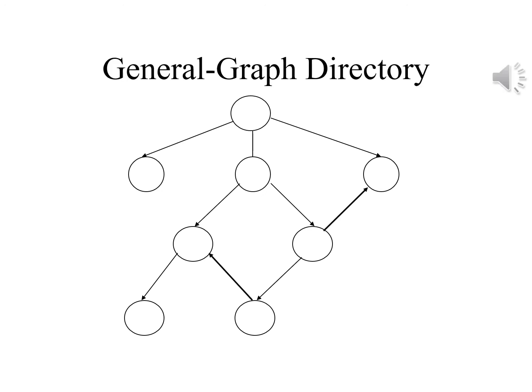A general graph directory is very similar to an acyclic graph directory, except it allows a subdirectory to point to a file that is located in a subdirectory that is higher in the file system's hierarchy.